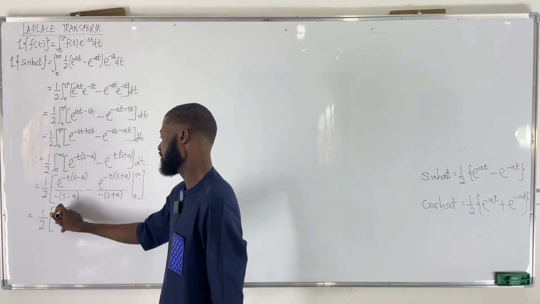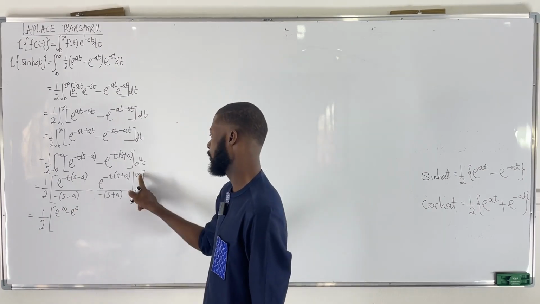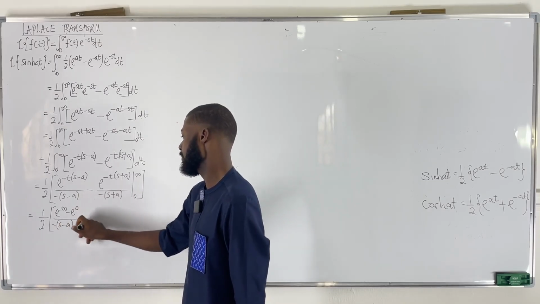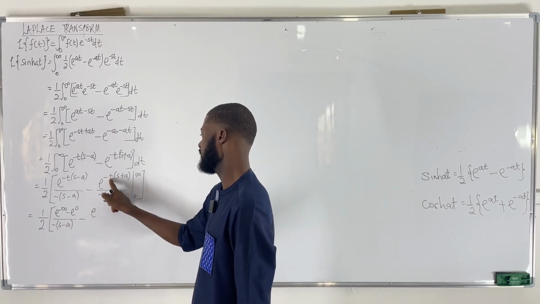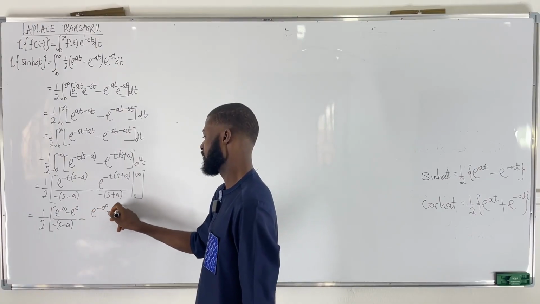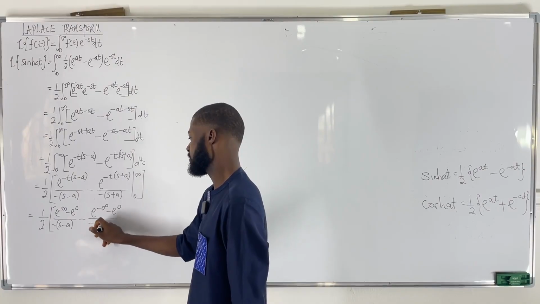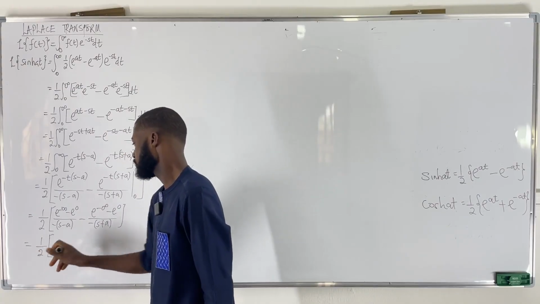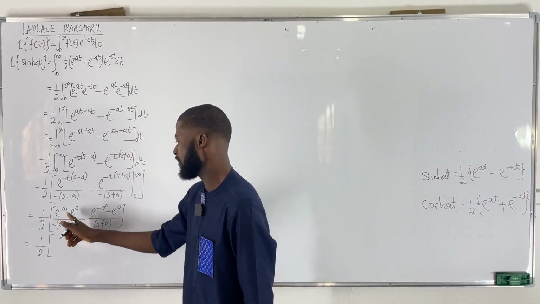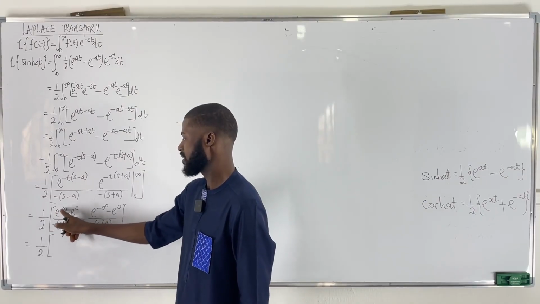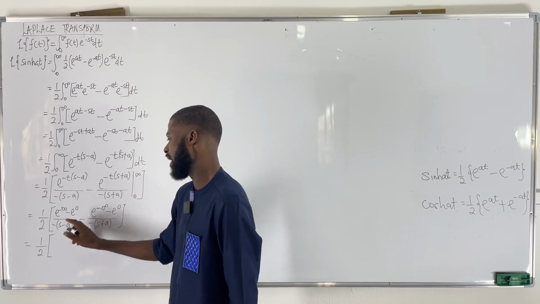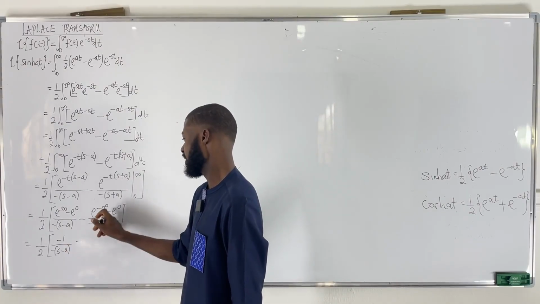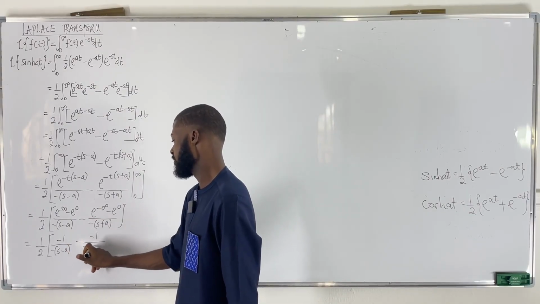So let me just do this. This will be e to minus infinity minus e to the 0. When you plug in your infinity and 0, then divided by minus s minus a. And this is a minus e to negative infinity minus e to the 0 divided by minus s plus a. Now this will become 1 over 2. Now at this point, this will just be minus 1, because this is 0. This expression is 0. Then this one is 1. So you have minus 1 divided by minus into s minus a. And then minus again. This is minus 1 divided by minus into s plus a.